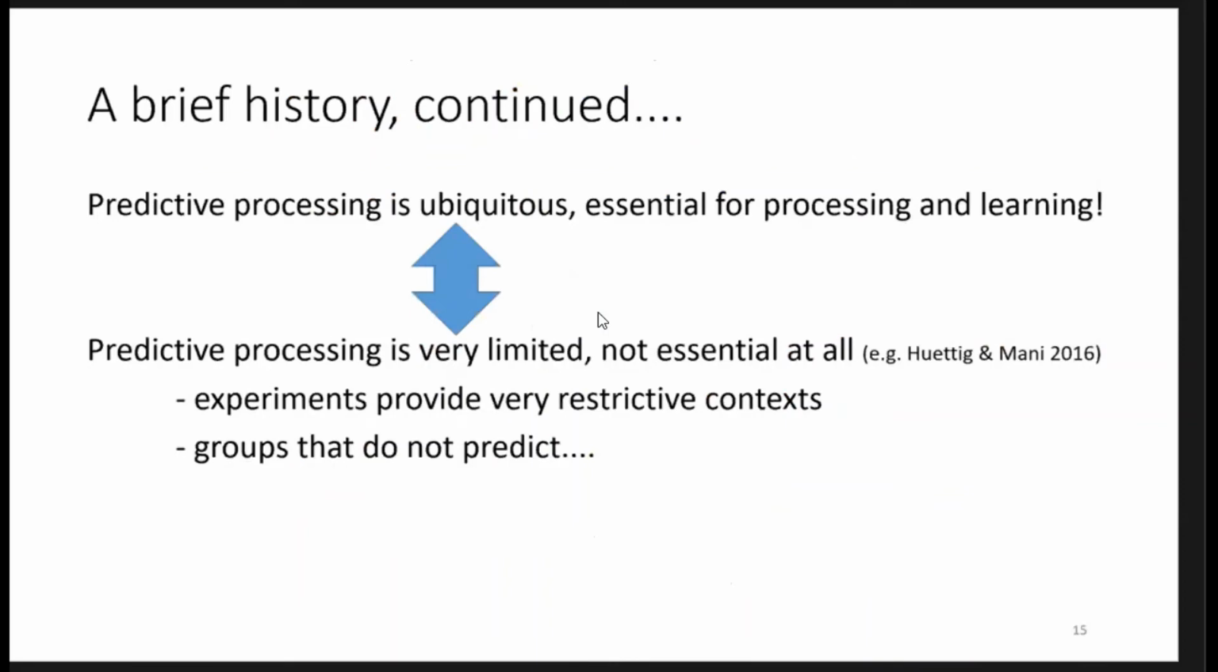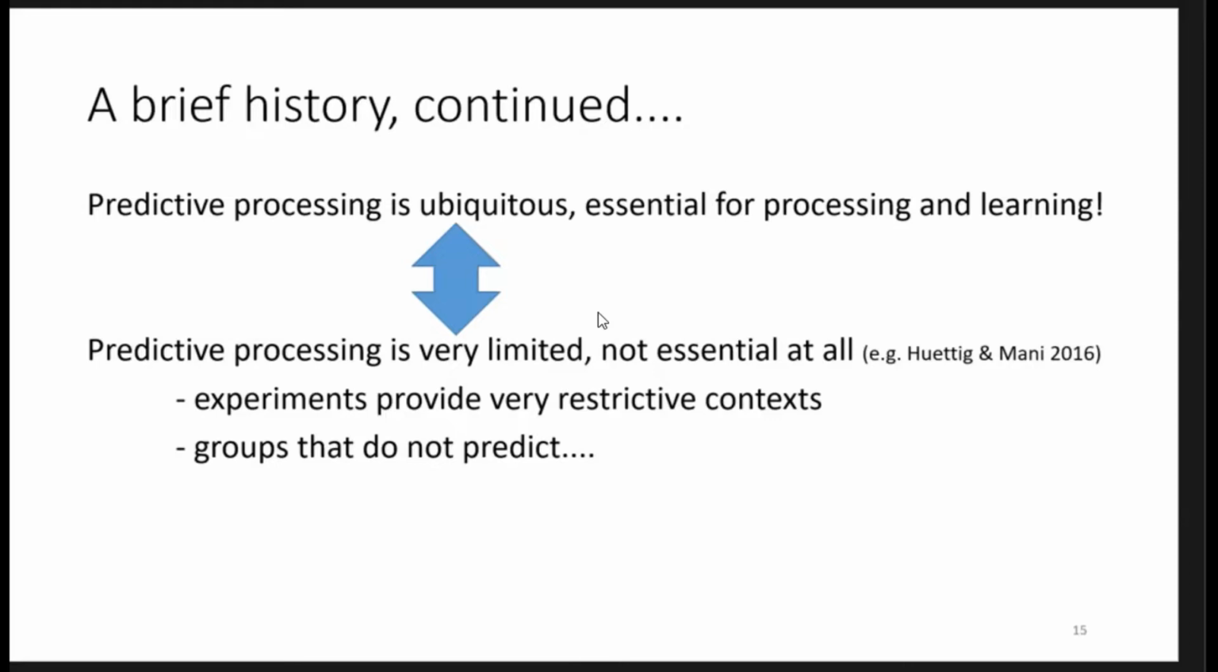Okay, so on the basis of all these studies, and on the basis of that idea of predictive coding, one idea was that prediction is essential, it's everywhere, it's essential for processing and learning. That was one extreme of people in the field, and that of course yielded reactions from other people saying, well, these eye tracking experiments are really limited, they're really restricting the context. So it might just be an artifact of the experimental techniques. So maybe prediction is not that important.